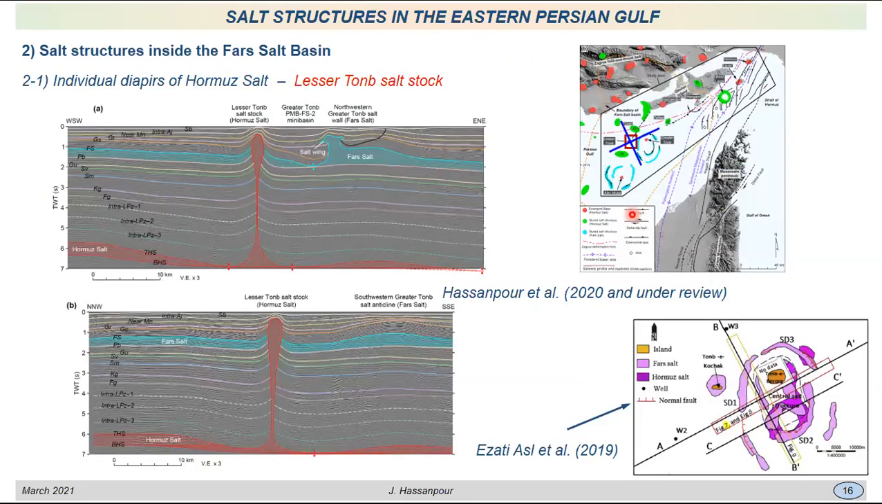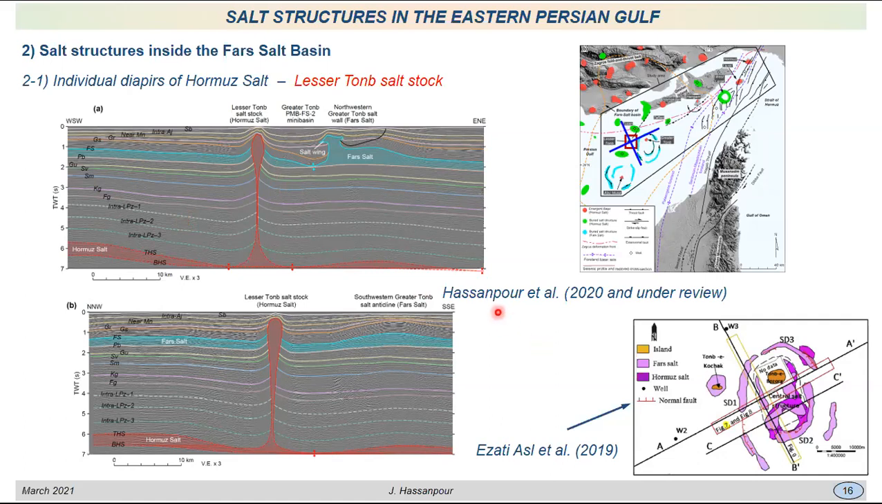So the second group of salt structures is those inside the Fars Salt Basin, including some isolated diapirs of Hormuz salt in the study area. It includes two roughly circular salt stocks. One of them is called Lesser Tunb Island, which is here. And these two seismic lines just cross the margin of the island and this salt stock.